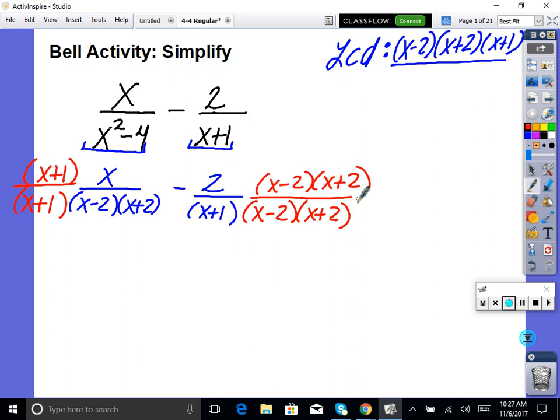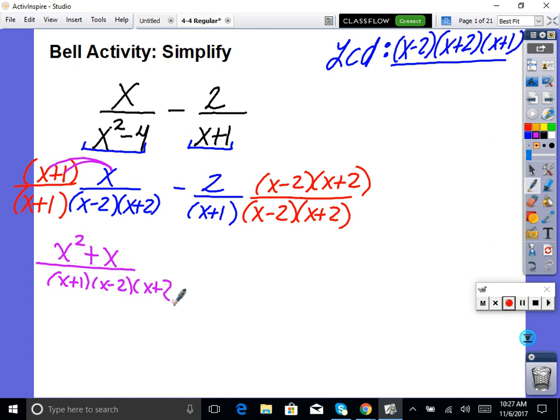Now this is where a lot of people are doing something that I highly do not recommend you doing yet. A lot of you are then just extending your signs. You're going, shoot, wrong, don't do that, because it's confusing. The next step when adding and subtracting is to multiply out the numerator, correct? So I have x squared plus x, don't I? All over x plus 1, x minus 2, x plus 2.